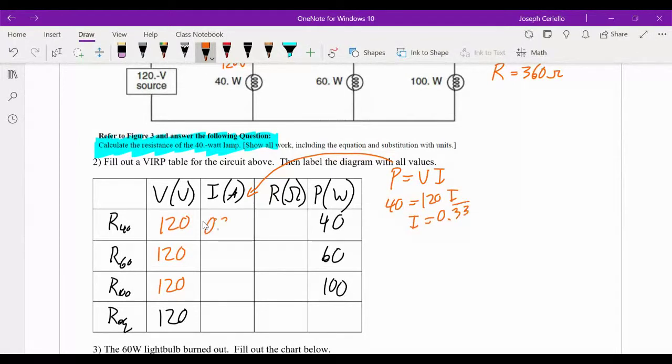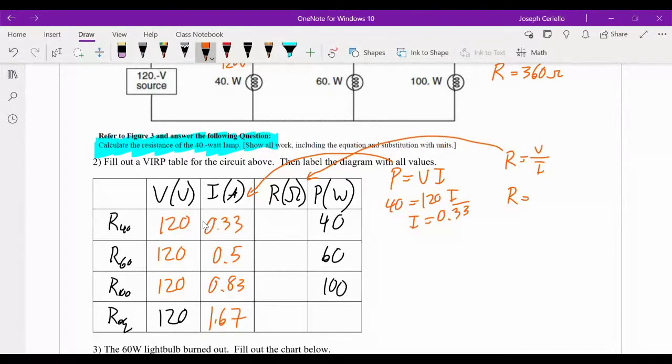So this is 0.33. The next one down there, you would get, let's see, I think this is 0.5. This is 0.83 repeating. And remember, this is a parallel circuit, so I can add up all my currents, 1.67. Done there. Now, how can I find R? A few different ways to do it. You can use a power equation to do it. I think that's a little bit of overkill. I would just do R equals V over I.